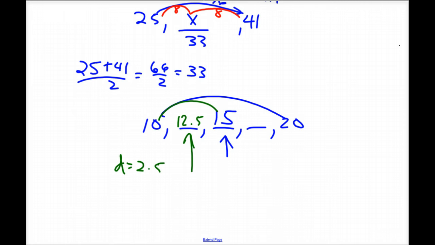It goes up by 2.5. So 15 plus 2.5 is 17.5. Or you could average those two. So there are some problems like that on your assignment where you either find averages or find a common difference, treating it like slope like I did up above.